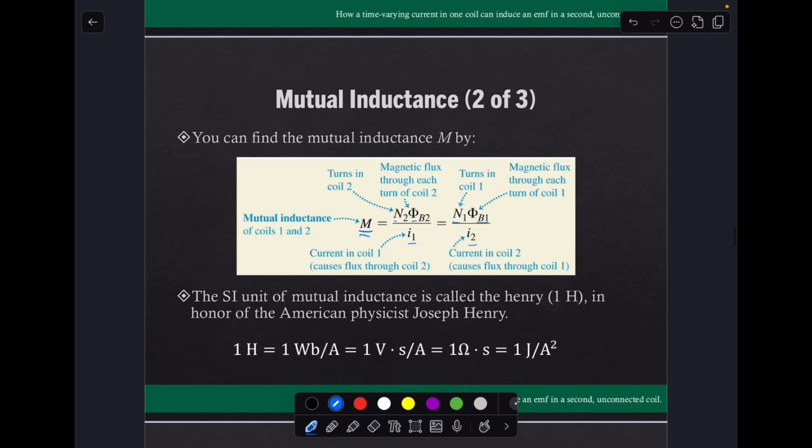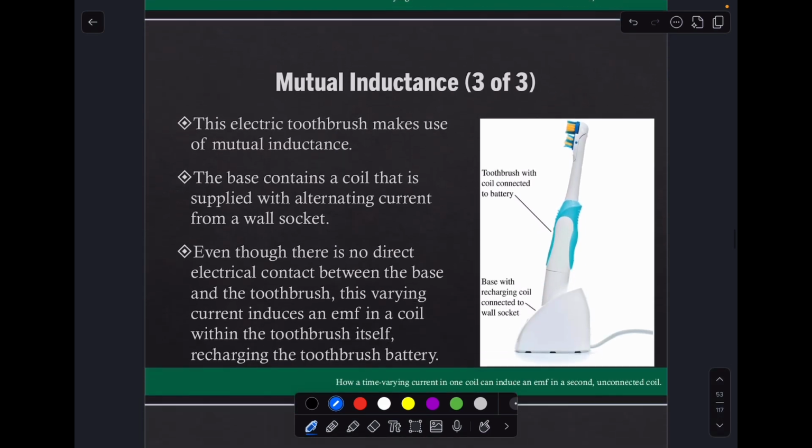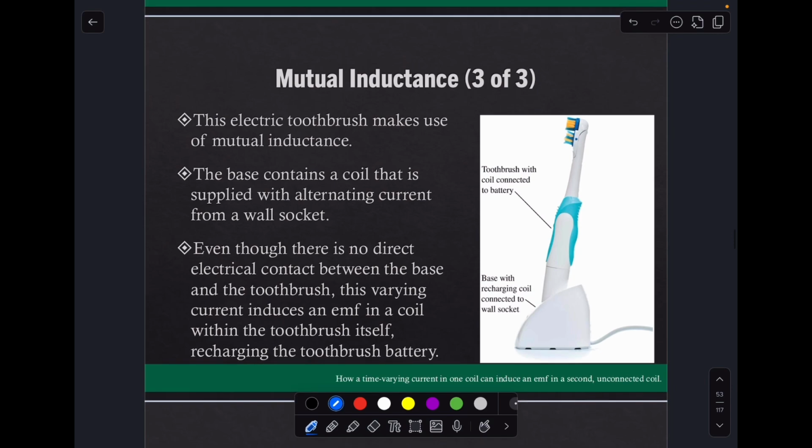The unit of mutual inductance is the Henry, okay? It's a Weber per amp, right? Weber per amp. There's a lot of other ways to describe it, but not important, right? Weber per amp is probably the most important. And so let's talk about another application of mutual inductance.